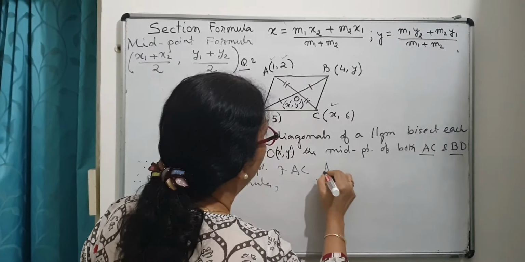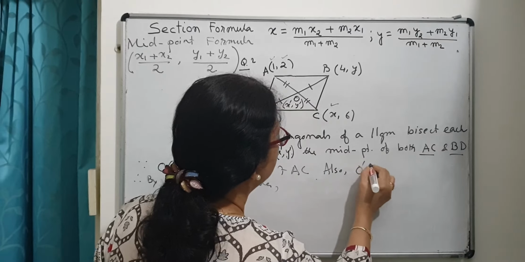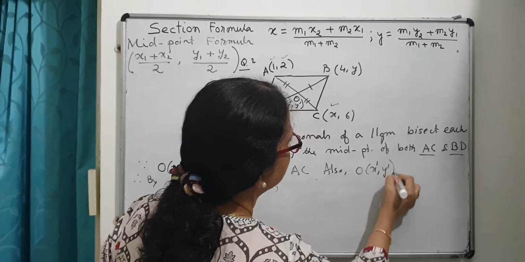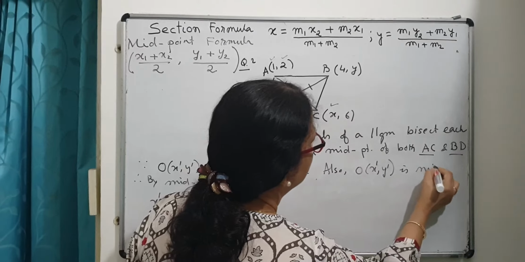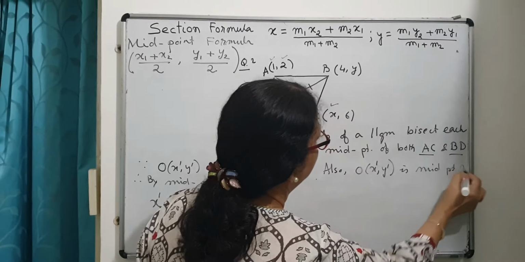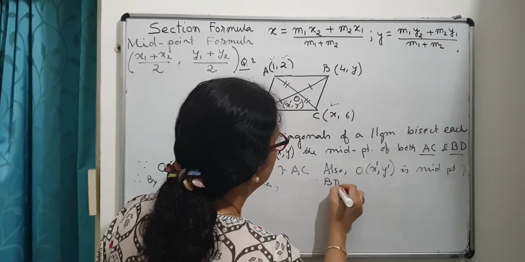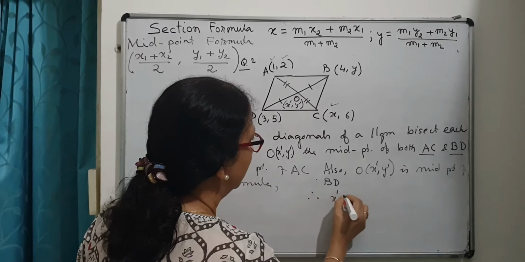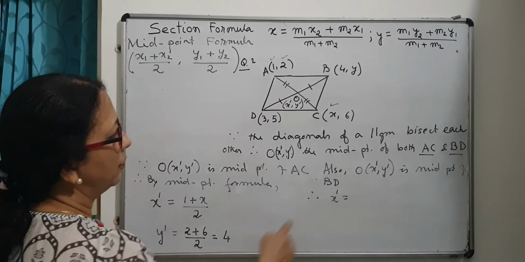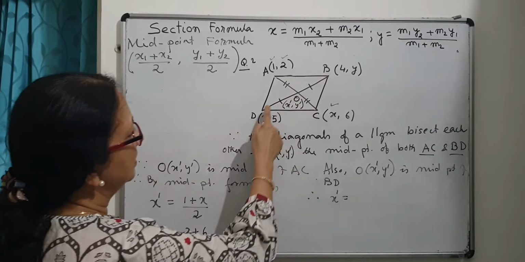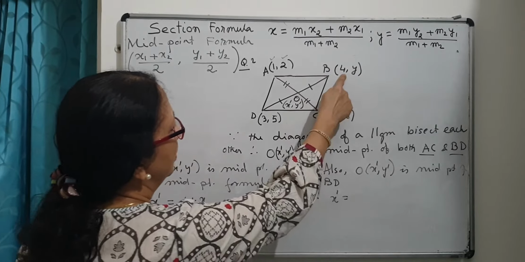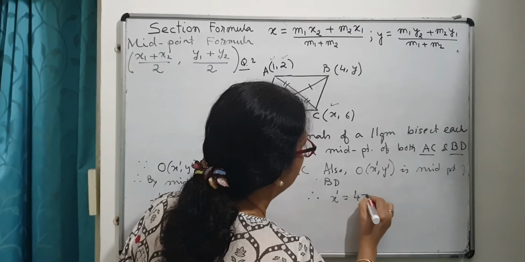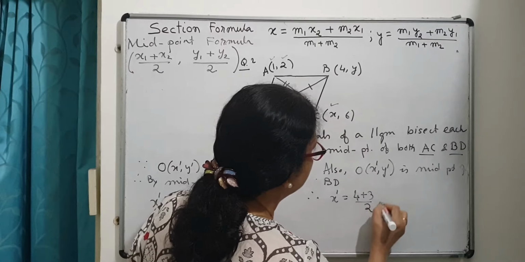Also O (x dashed, y dashed) is the midpoint of BD. Therefore by the midpoint formula again, this x dashed will be, what is your x1 for BD? This is your BD. So x1 is 4 and x2 is 3. So 4 plus 3 by 2, that is 7 by 2.